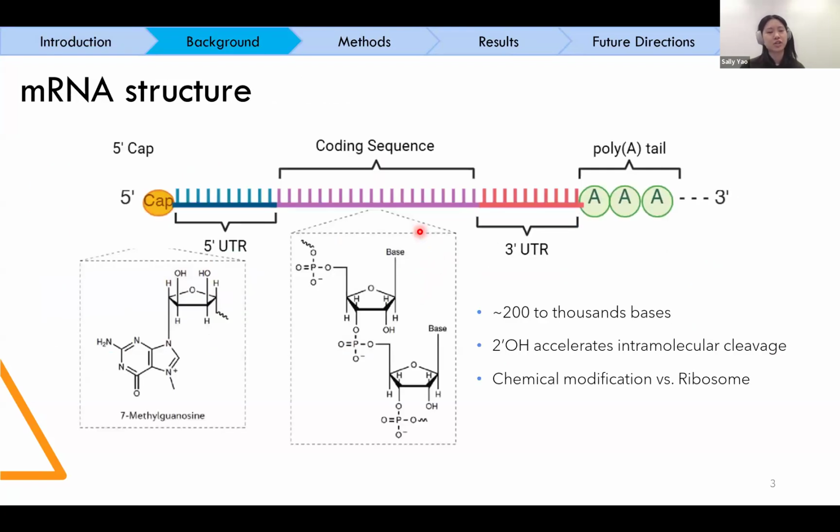Just to touch on the structure of the mRNA. mRNA has a 5' cap and a 3' poly A tail, two non-translating regions at the 5' and 3' ends, and also the coding region of your protein of interest right in the middle.